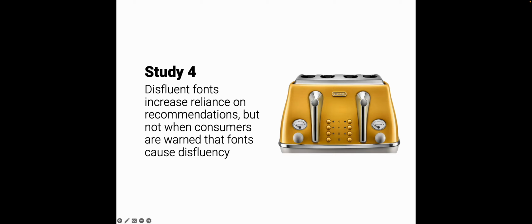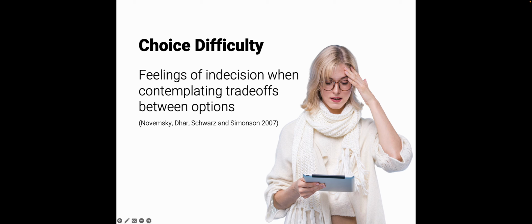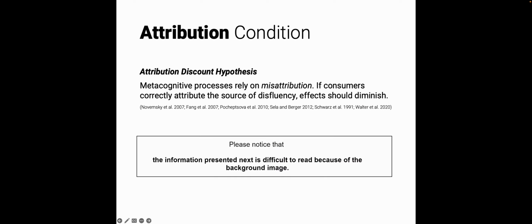We predict that disfluent fonts will increase reliance on recommendations, but not when consumers are warned that fonts cause the disfluency. So recall that Novemsky et al. proposed that consumers misinterpret the feeling of perceptual disfluency as choice difficulty, feelings of indecision experienced when contemplating trade-offs between the options. So if consumers realize that they're not experiencing choice difficulty and are instead aware that the difficulty is due to the hard-to-read font, the effects on their choices should be smaller.